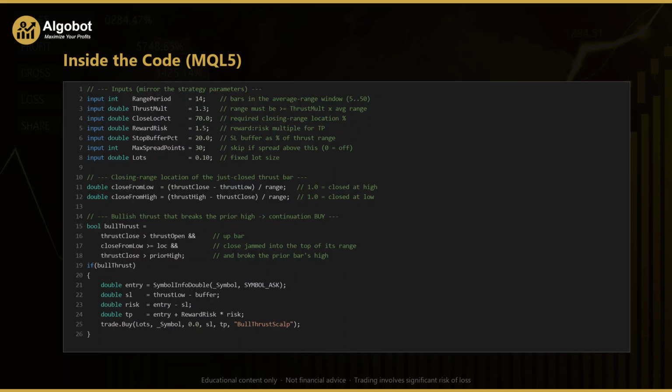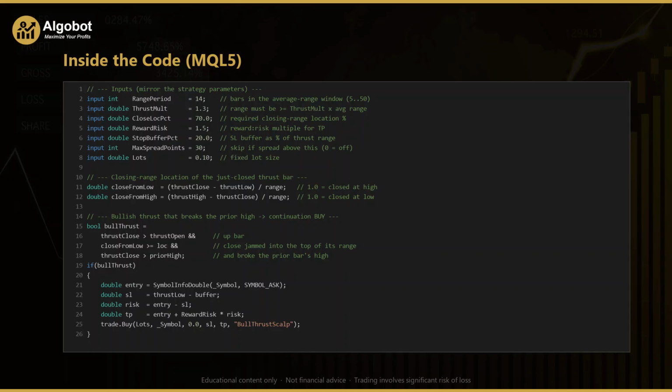appears in MetaEditor. At the top are the input parameters. Range period sets how many bars are averaged to define the recent normal range. A larger value makes that average smoother and slower to react. Thrust multiple is how many times bigger than that average the candle must be. Raise it, and you demand more decisive expansion, so fewer setups appear.